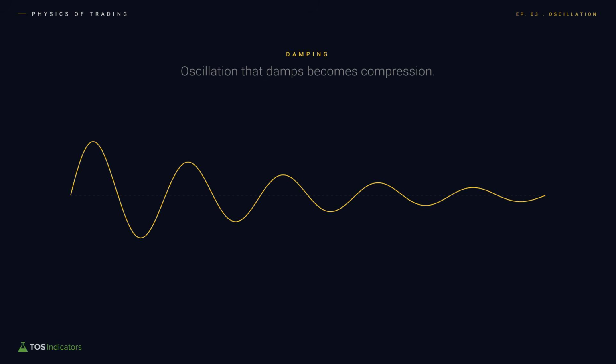And that takes us to what we covered in the previous episode, which is energy. That oscillation starts to dampen, becomes compression. That compression then releases to turn into a new trend. Same body, but three different states in that body.